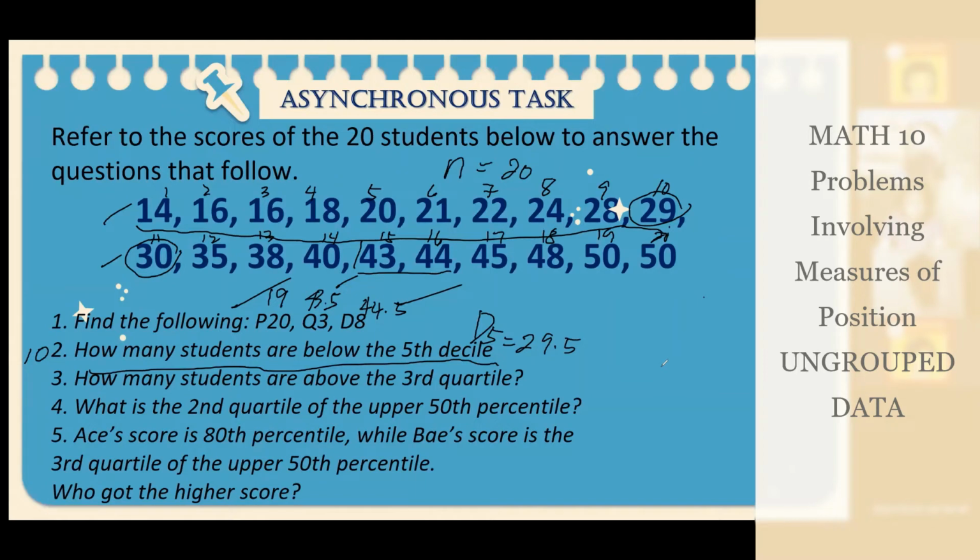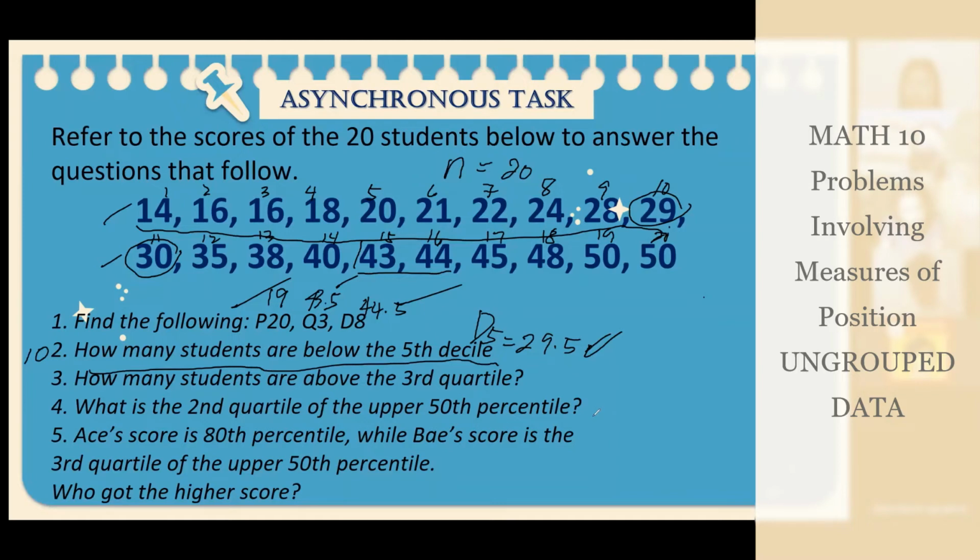Did you get it? Naintindihan ba yon? So, the answer for number 2 is 10. It's not 29.5, it's only part of the computation for you to answer the question in number 2. Okay, got it? Did you get the same answer? May I see? Yes, yes. So 10, 10, 10. May sumagot ng 9, pero it should be 10 kasi your 5th decile is 29.5. It's between 29 and 30. Kaya 29 is considered.